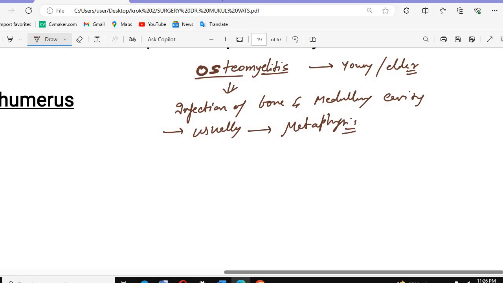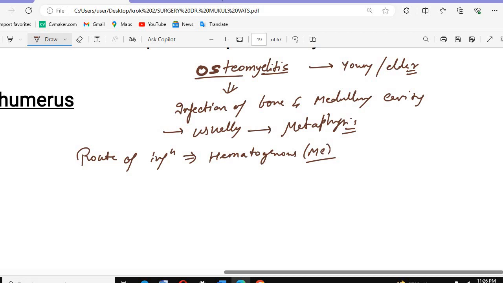Okay. Then if we talk about the route of infection, remember it spreads hematogenously. That is the most common route of spread of osteomyelitis. If you have any pre-existing infection, it spreads through the blood to the bones, and then it infects the bones.